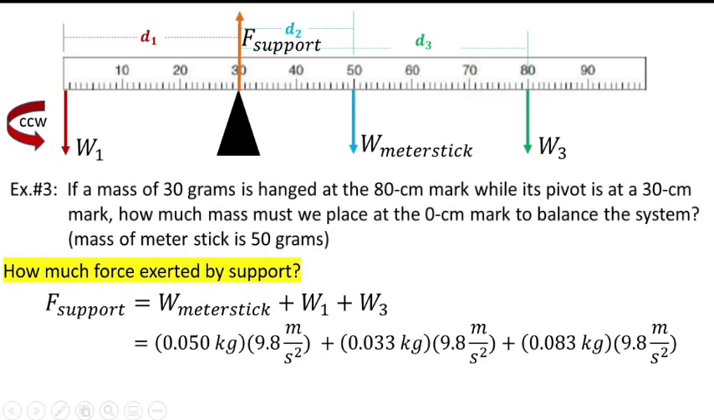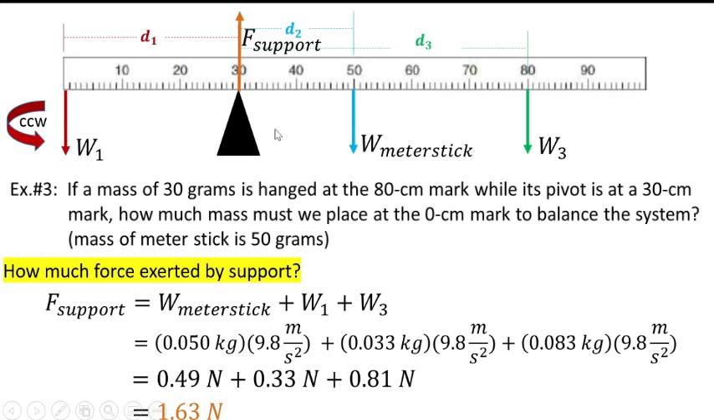By substituting all the givens, we have 0.49 Newton plus 0.33 Newton plus 0.81 Newton. That is the added weight of weight 3. So the F support is 1.63 Newton. That is now the force of the support.